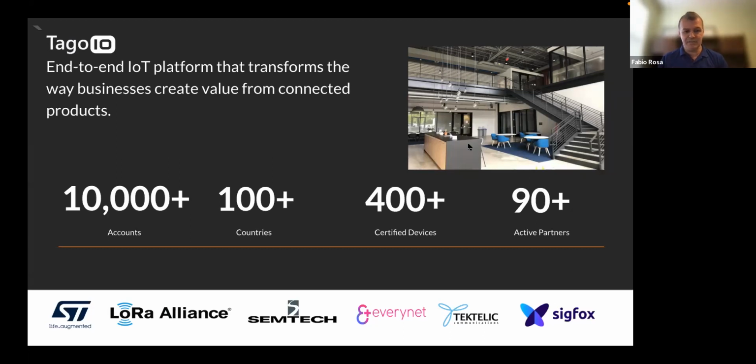We have more than 10,000 developer accounts today, in more than 100 countries. We have hundreds of certified devices ready to go, but you can always add your own device. And we are not here without the support of our partners. We have more than 90 official partners that you can find today if you go to tago.io/partners. They have been helping us in the connectivity space, and work with system integrators, hardware developers and developers.